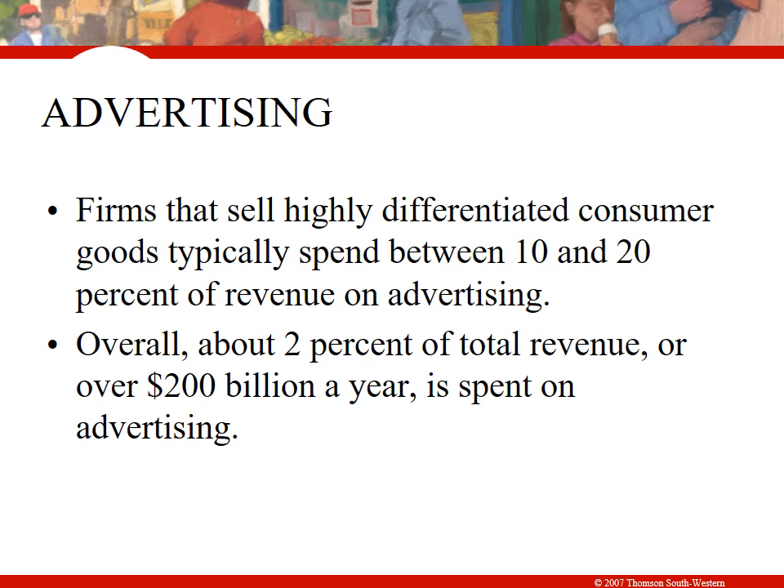Firms that sell highly differentiated consumer goods typically spend about 10 to 20% of revenue on advertising alone. Well, in microeconomics, we've looked at marginal cost and marginal revenue, and hopefully your eyes are popping out a little bit when you see that, right? Marginally speaking, 10 to 20% of your revenue just in advertisement, that's a lot of money, right? That's a ton of money.